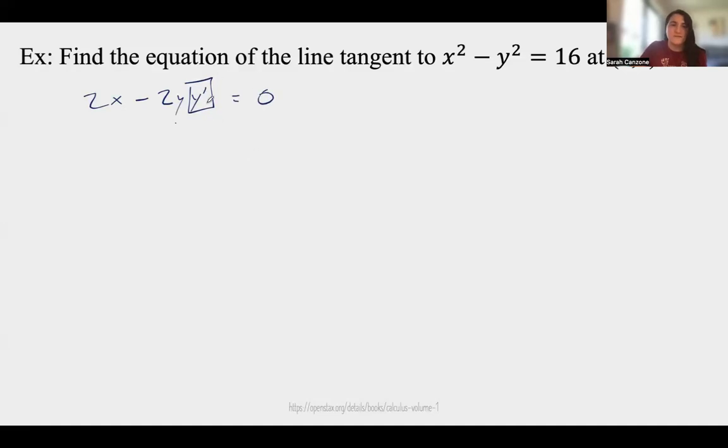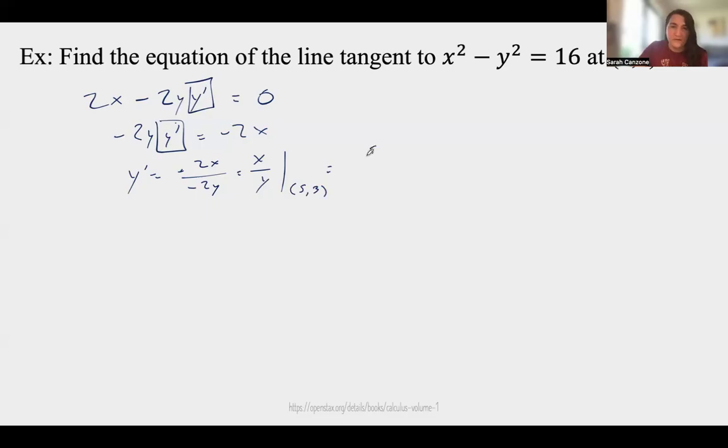Now we're looking to solve for our y prime. So minus 2y times y prime equals, I'll subtract the 2x. And then I can divide by the -2y to the other side and I get y prime equals -2x over -2y, which when I divide the -2's away, I just get x over y. But again, this is not what we're stopping at. We're looking for the equation of a line at (5, 3). So we're evaluating this at the point (5, 3).